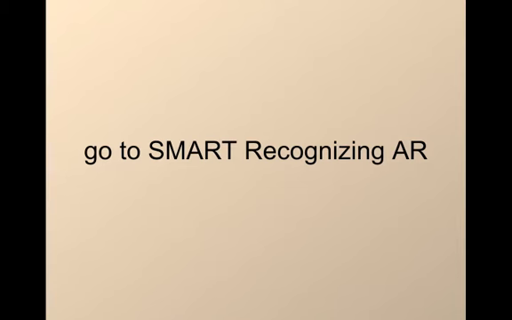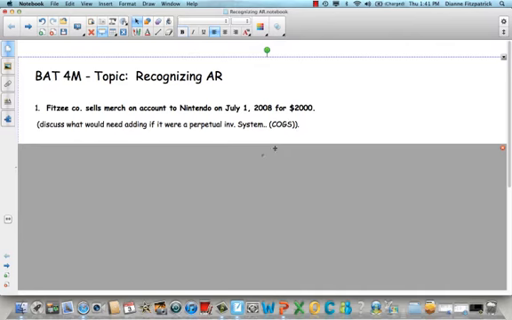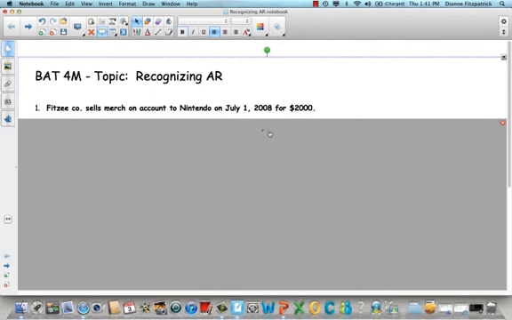So I'm going to go over to a notebook here and we're going to look at it. Here is an example of a journal entry. Fitzy Company sells merchandise on account to Nintendo on July 1st for $2,000.